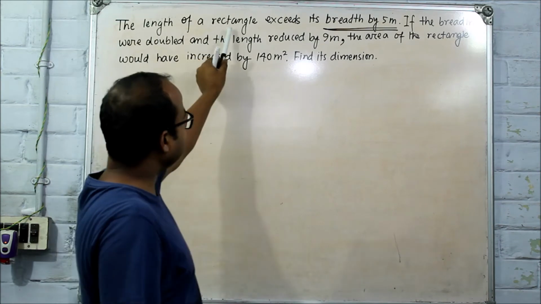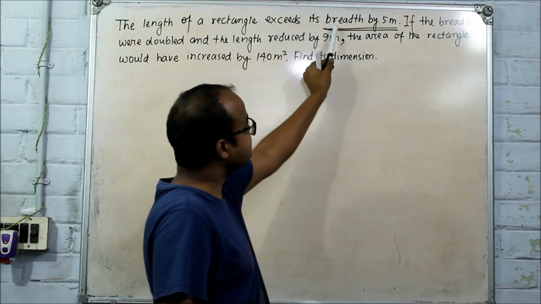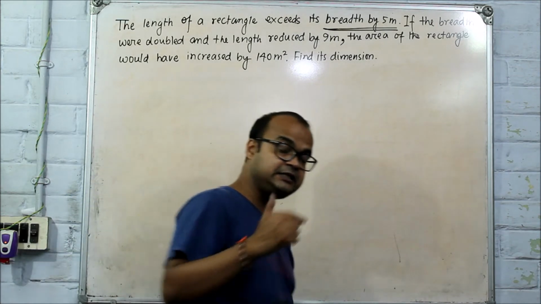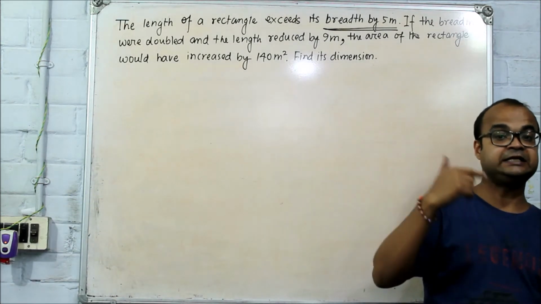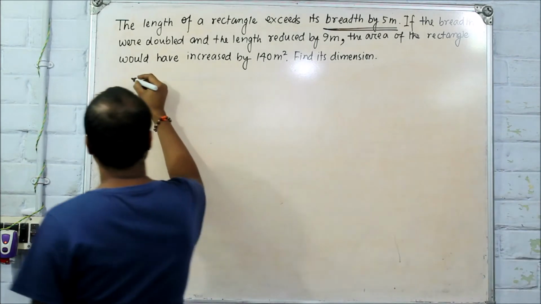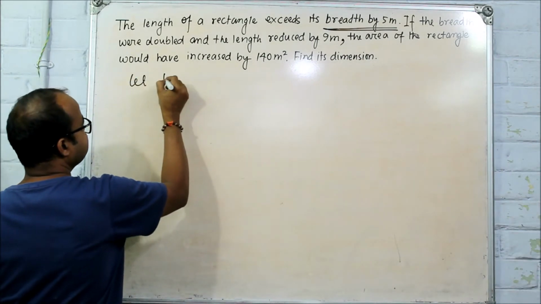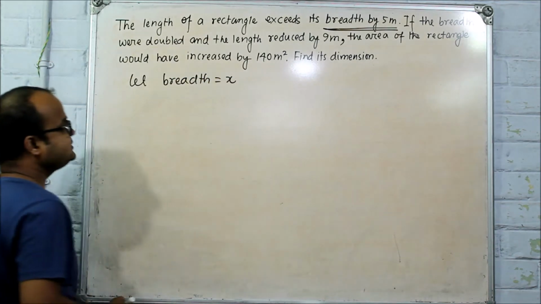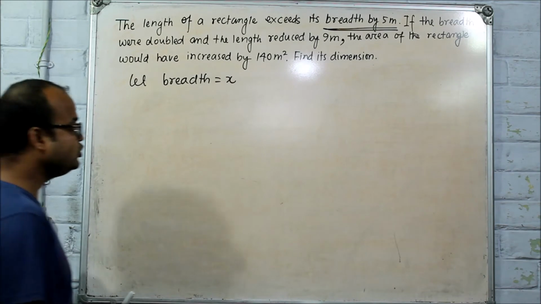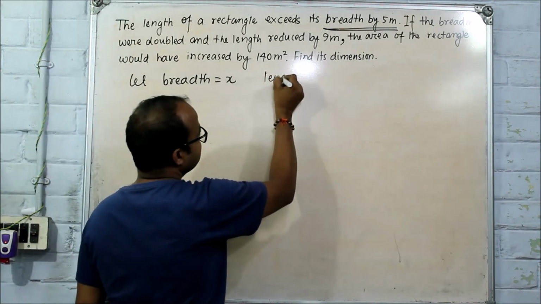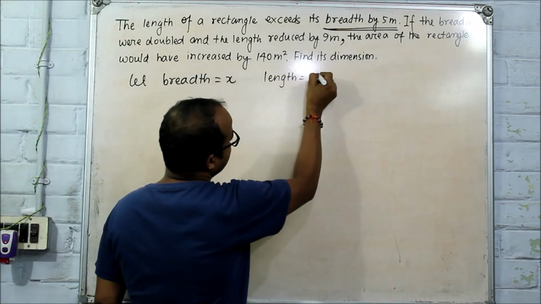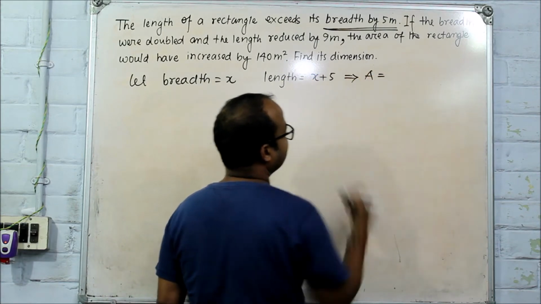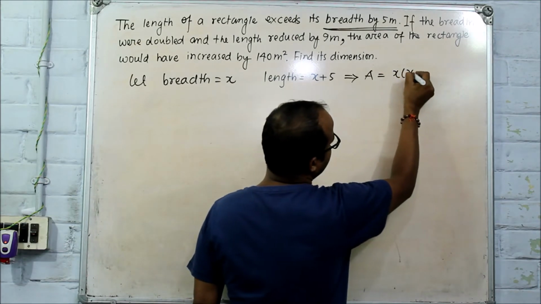The length of a rectangle exceeds its breadth by 5 meter. That means the length is 5 meter more than its breadth. So let's assume the breadth is x, then the length is 5 meter more, so length is equal to x plus 5. So with length and breadth known, the area is equal to length into breadth.